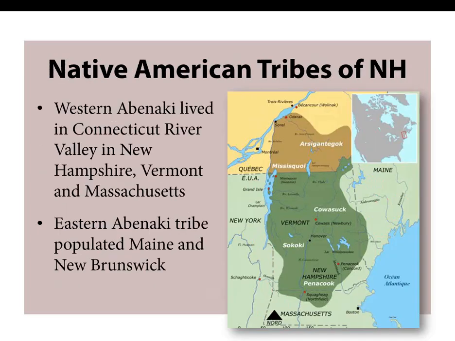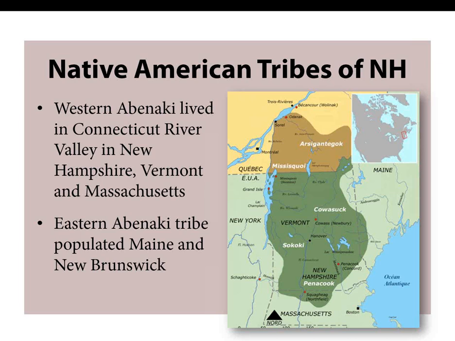Now, the first settlers in New Hampshire, of course, are the native families of the Native American tribes of New Hampshire. The Western Abenaki lived along the Connecticut River Valley in New Hampshire, Vermont, as well as Massachusetts, getting down into northwestern Massachusetts, as you can see in this map here. The Eastern Abenaki tribe populated parts of Maine and New Brunswick.